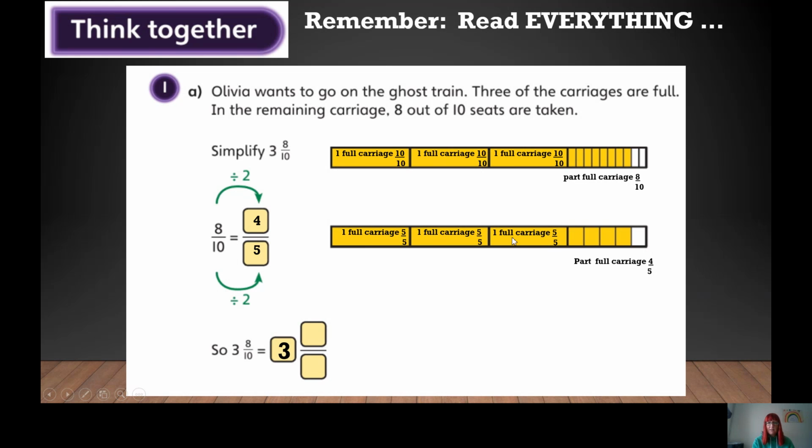Because you've still got the same capacity. Nobody's left. All right. And where we used to have 8/10, the equal values simplified would be 4/5. So it looks like simplifying 3 8/10 is the same or equivalent to 3 4/5. I hope you got on all right with that.